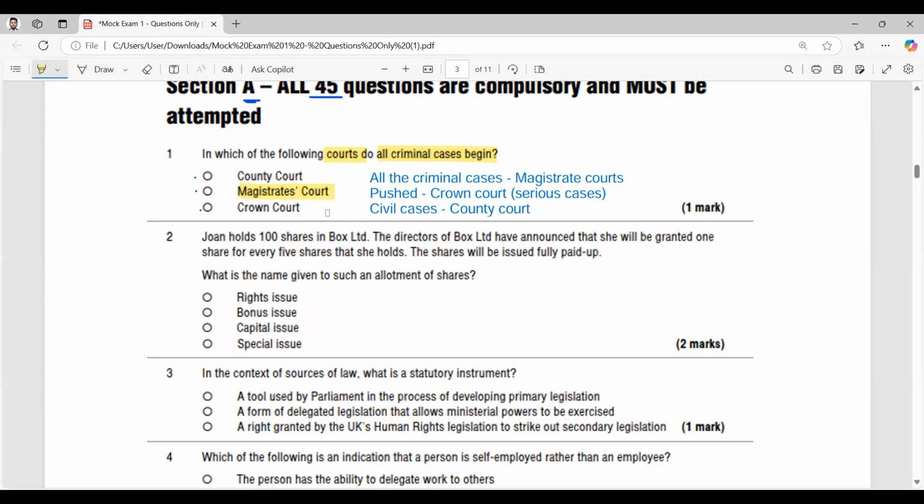Right. The second one, it's an easy one. Joan holds 100 shares in Box Limited. The directors of Box Limited have announced that she will be granted one share for every 5 shares that she holds. The shares will be issued fully paid up. What is your choice? There's a choice, guys.